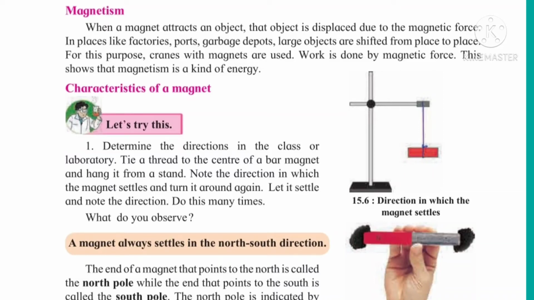As in the previous video we have seen, if we tie one magnet and we can rotate it, at which direction does it get settled? The magnet always settles in the north south direction. So from that magnet we can find out the direction also, as it settles in a north south direction.